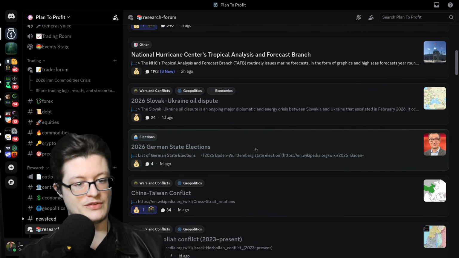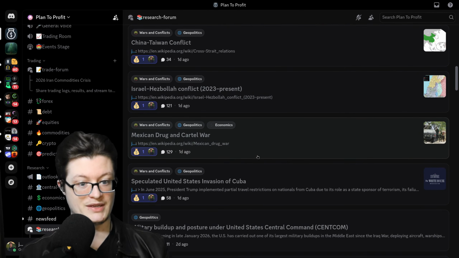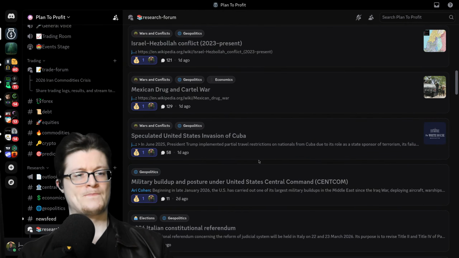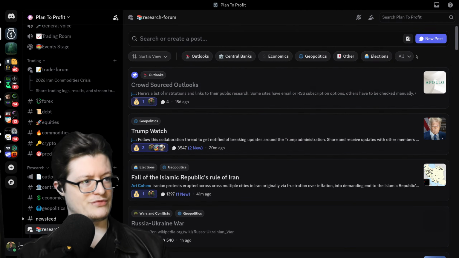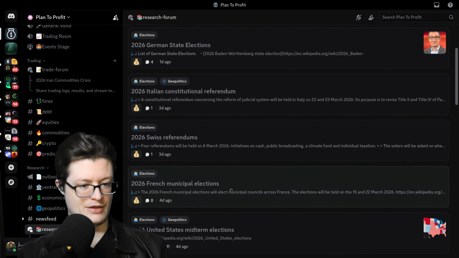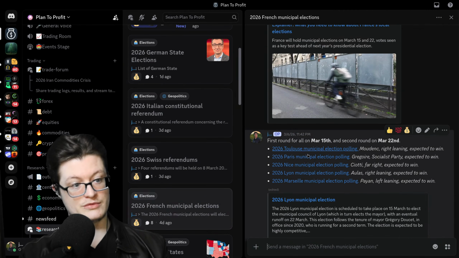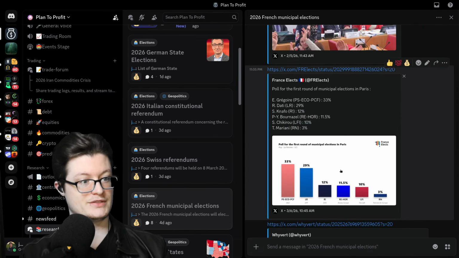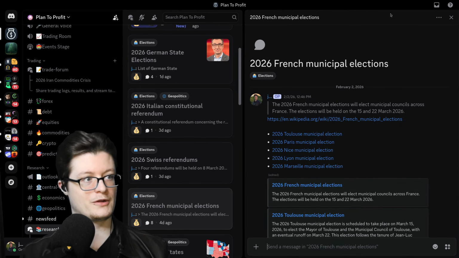And then more stuff on the euro with German state elections, and there were French elections, and there's still going to be French elections coming up. And by the way, there's all these different topics, right? You can go and search here by elections, and then there's the French municipal elections. And then here's who's likely going to win those elections. And then here's a bunch of research from all the people talking about it and all the major Wikipedia pages that you can pull up polling for.